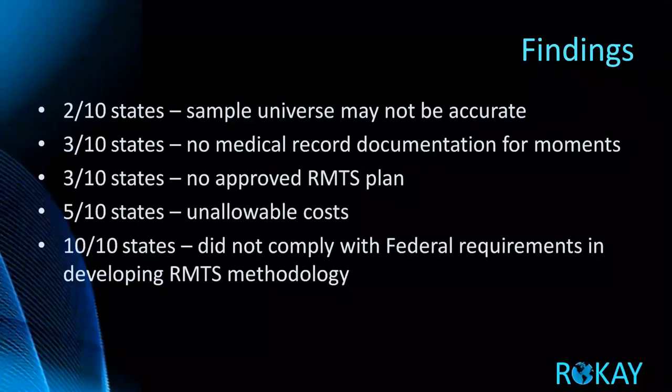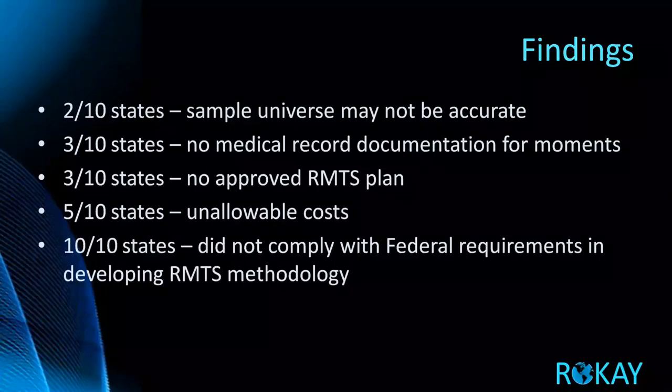3 out of 10 states did not have, when they were audited, a valid RMTS plan. I'm going to go into more details, and that one is almost unbelievable. 5 out of 10 states were including costs on their reconciliation tied to the random moment time study that were not allowed. They were just not allowable costs, but they came through on the random moment time study and found their way into the final reconciliation. And then last, 10 out of 10 states, which, if you're a baseball player, is a pretty good batting average, right? 10 out of 10 did not meet federal requirements when they developed the random moment time study methodology.